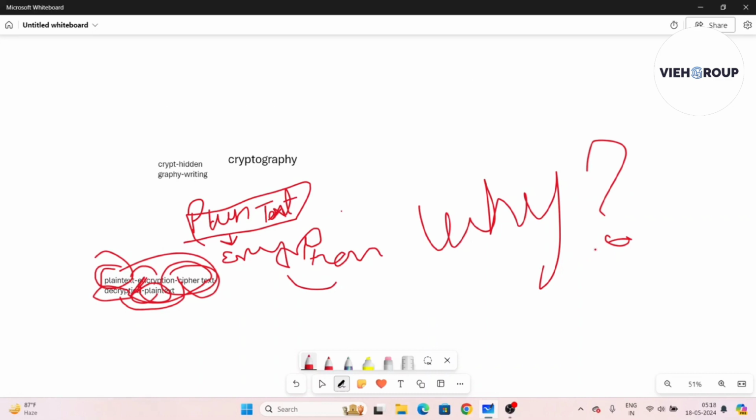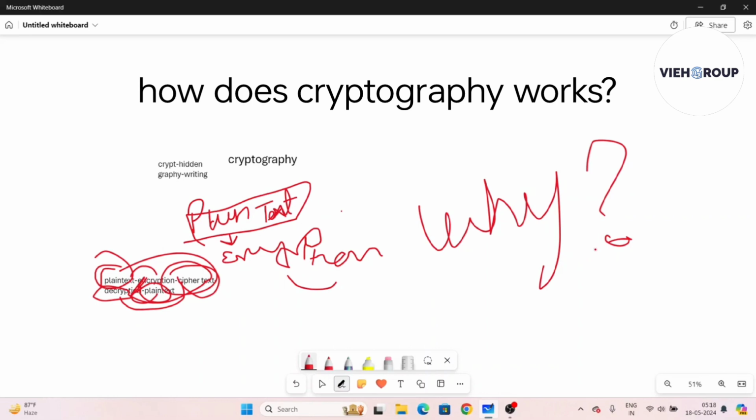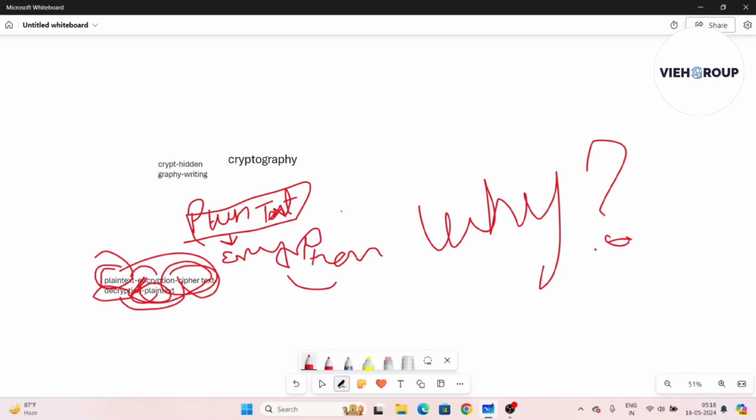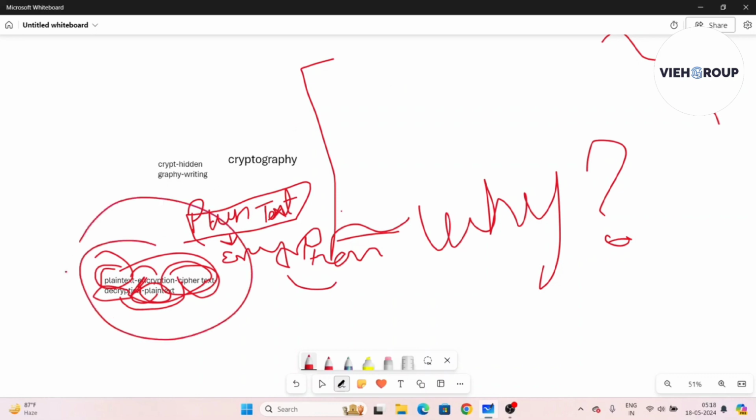Our next topic is how does cryptography work. Let's make a simple explanation for you so you can understand it more easily. This one is a basic video. As I already showed you the diagram, let's talk about it. First is plain text. What is plain text? I already told you.